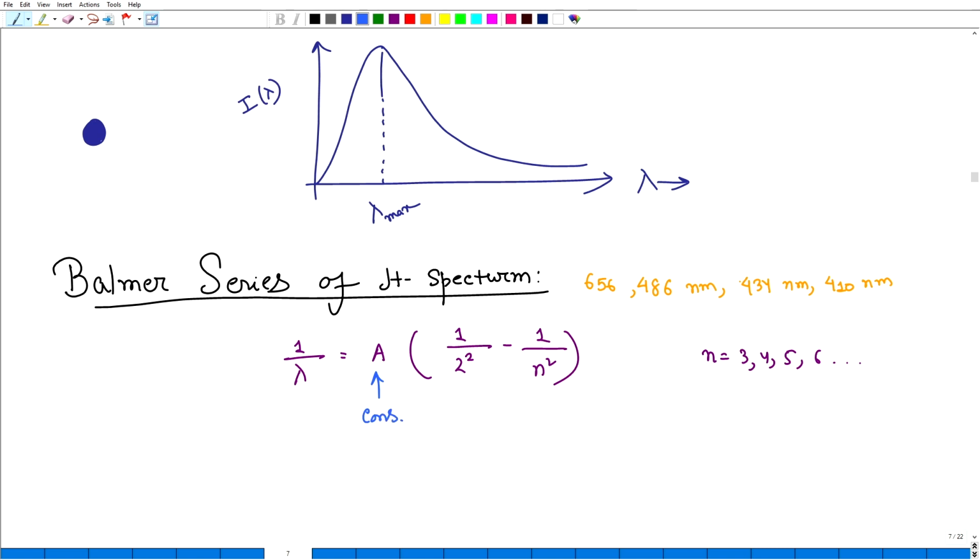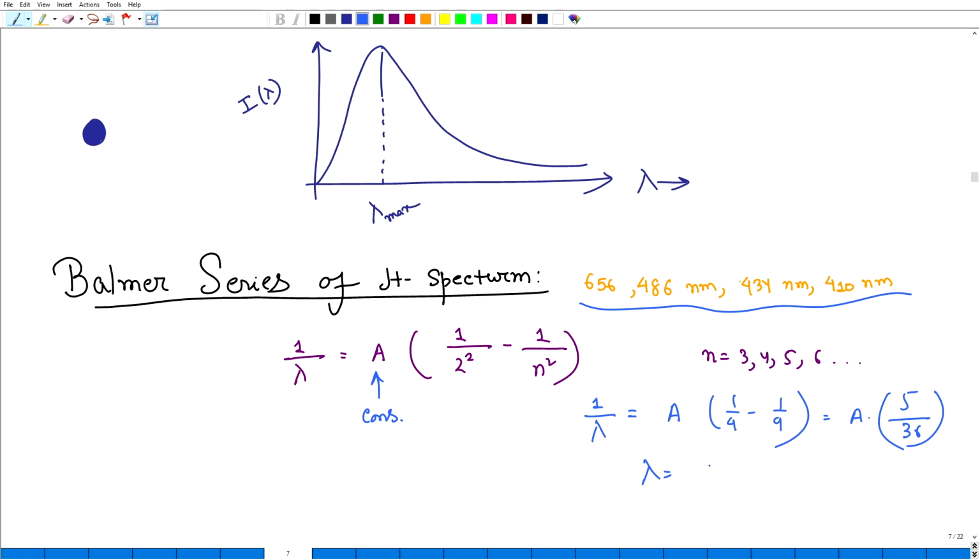Balmer did the back calculation because he knows the lambda. We have to get that lambda by putting n equals to 3, n equals to 4, n equals to 5. You can also do that by yourself. Let us say you put n equals to 3, then 1 by lambda should be A into 1 by 4 minus 1 by 9. If you do this calculation, this should be 36 and this would be 5 times 36. So, lambda should be 36 divided by 5A, and you know the lambda, 656 nanometer, so you can evaluate the A.